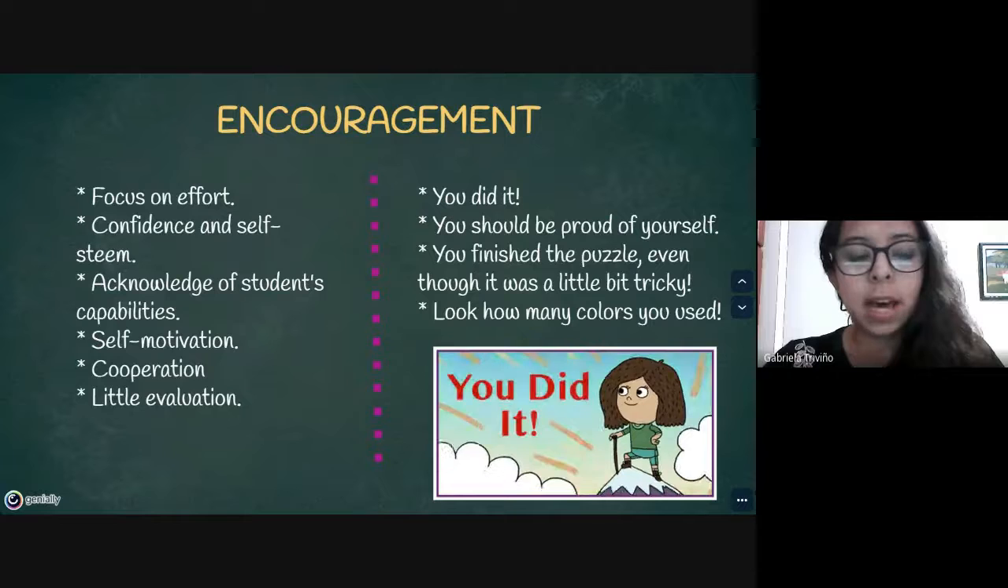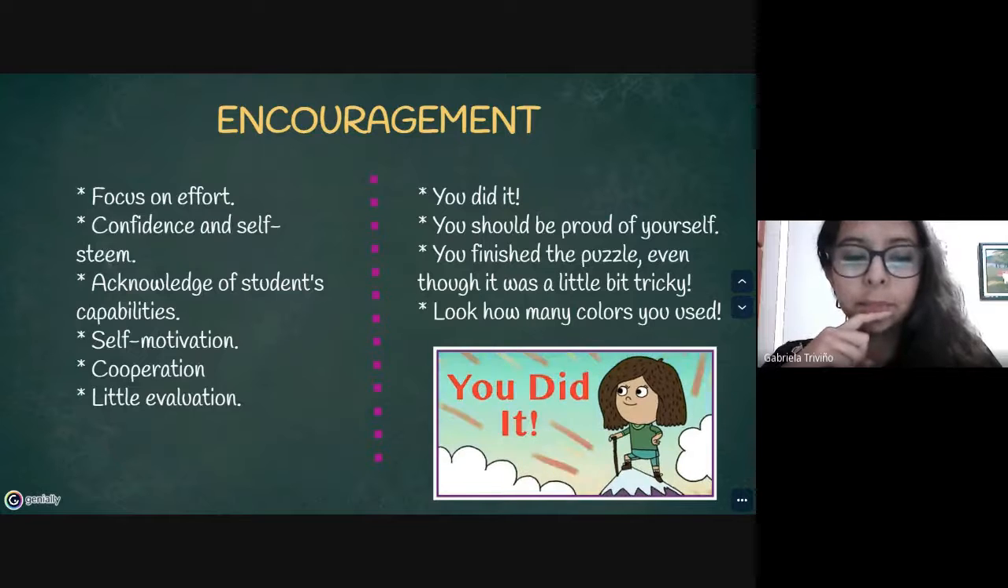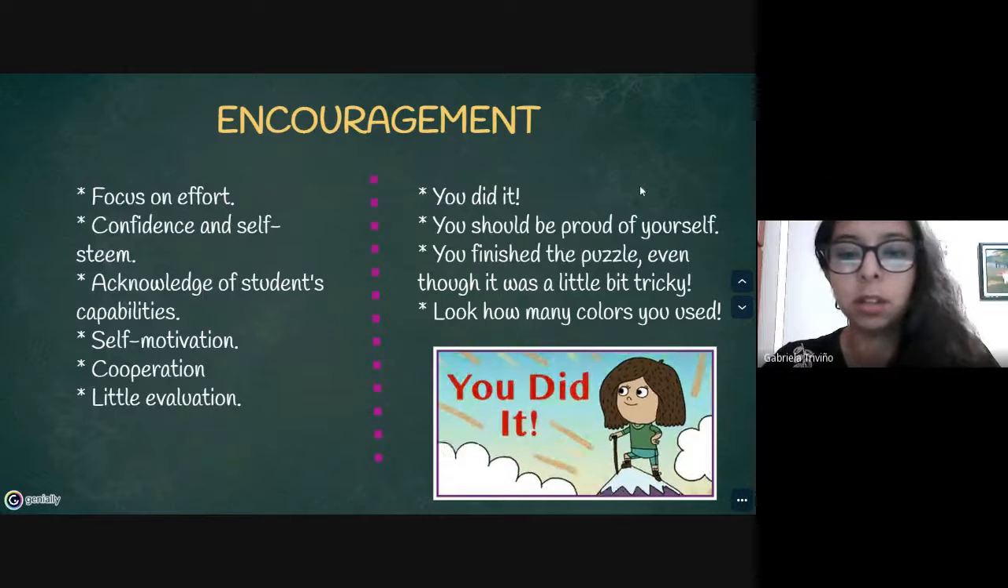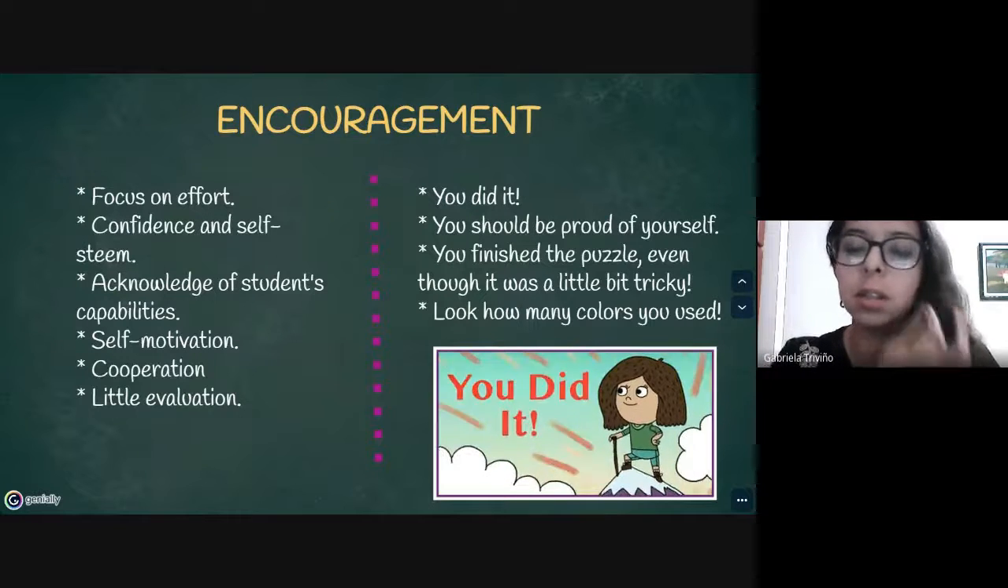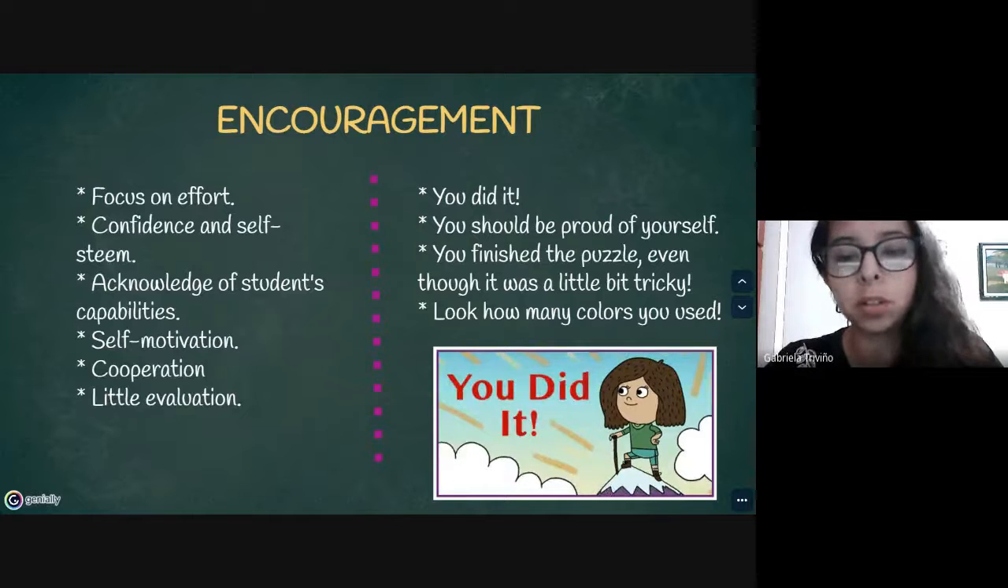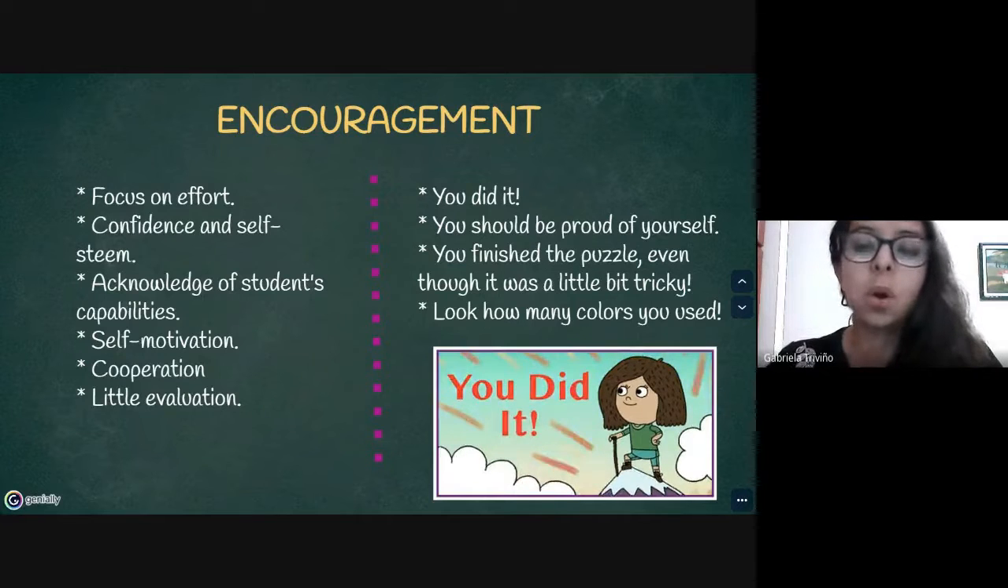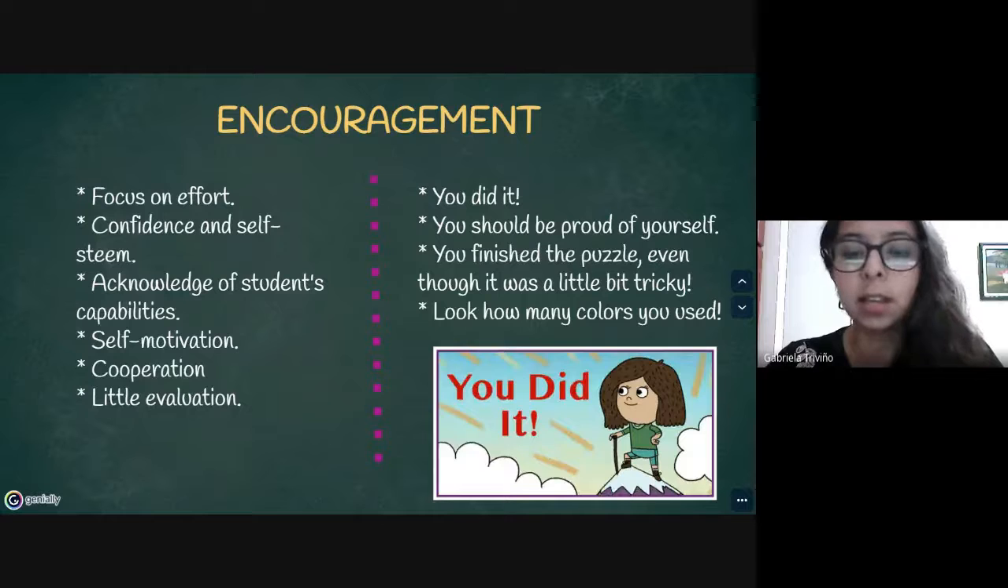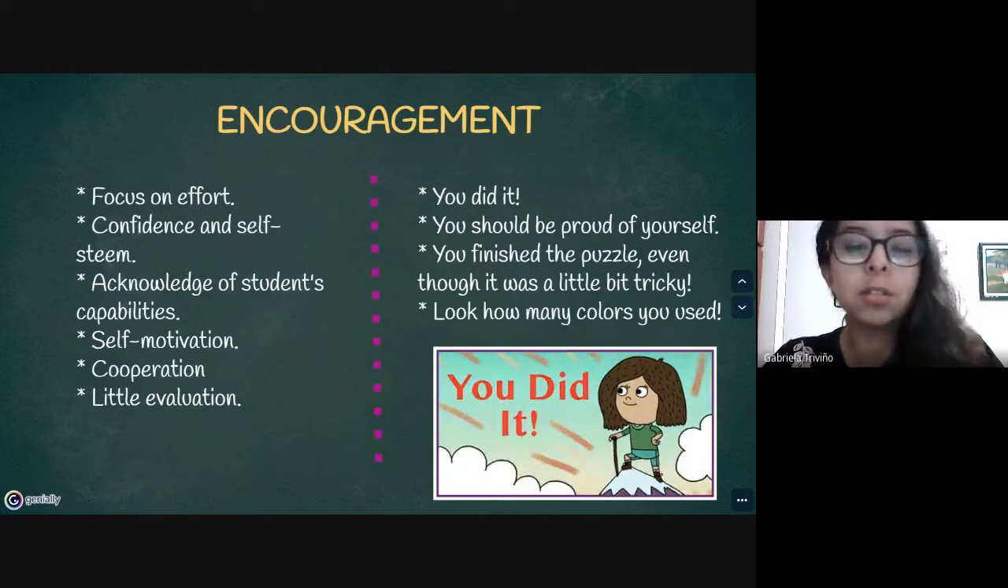And also there is something called little evaluation or no evaluation. That means that the student feels accepted, not evaluated, just accepted, and that's it. So how can we recognize encouragement? These are some examples. For example, you say to the student, you did it, or you should be proud of yourself. Another one: the student is doing a puzzle, and you can say, you finished the puzzle, even though it was a little bit tricky. Or you can say, look how many colors you used. Those are examples of encouragement.